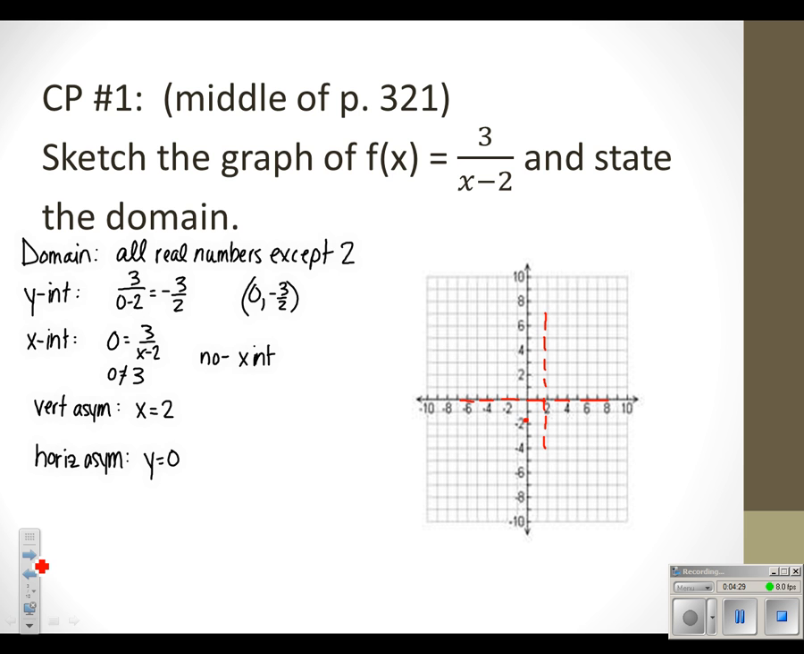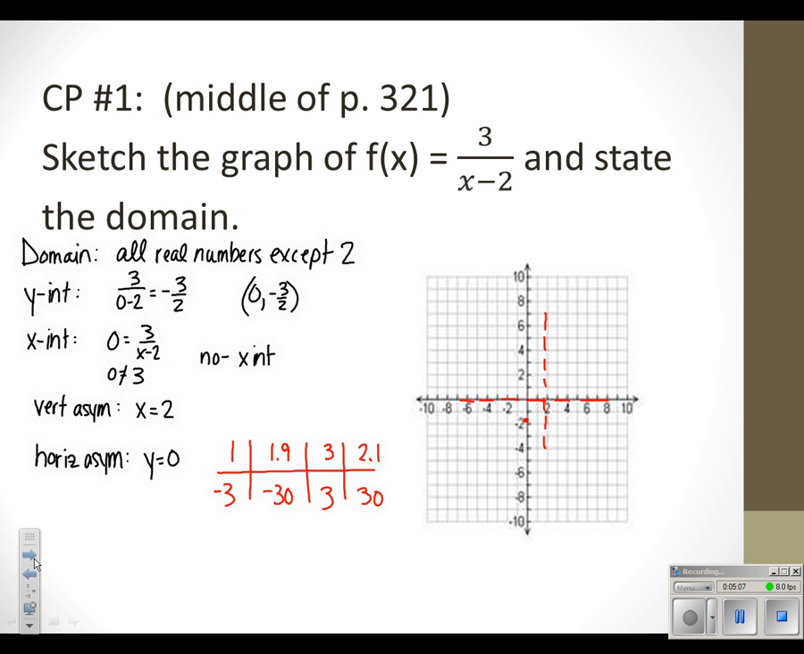So for this first one, I just picked a few points. I picked 1 and 1.9, and I picked 3 and 2.1. You can do more. You certainly can do much more, but I think that many will give us an idea. So if we plug 1 in, we're going to get negative 3. If we plug 1.9 in, we're going to get negative 30. Plugging 3 in, we get 3. Plugging 2.1 in, we get 30.